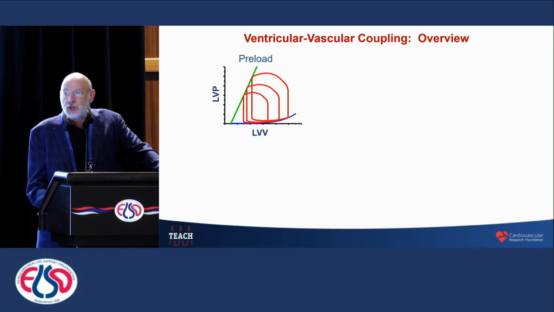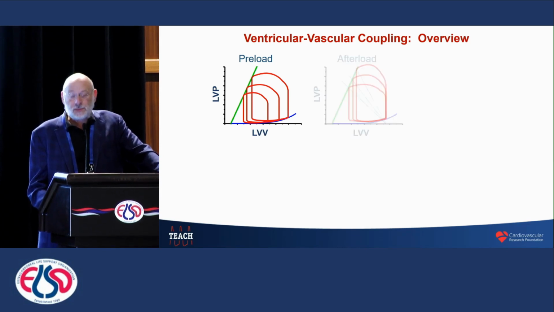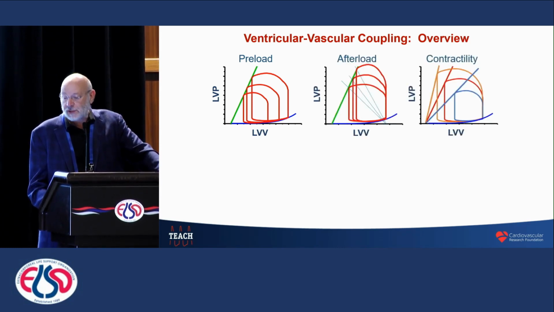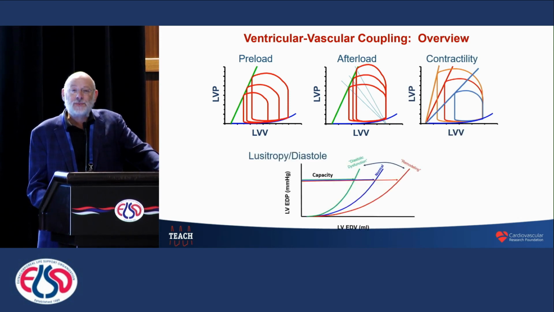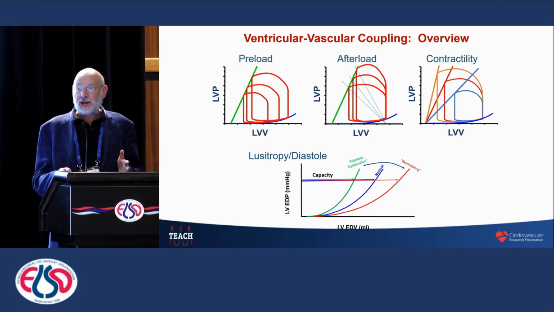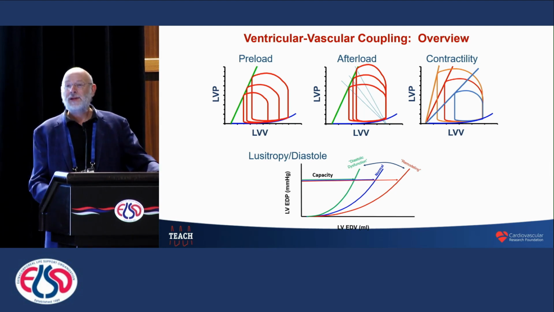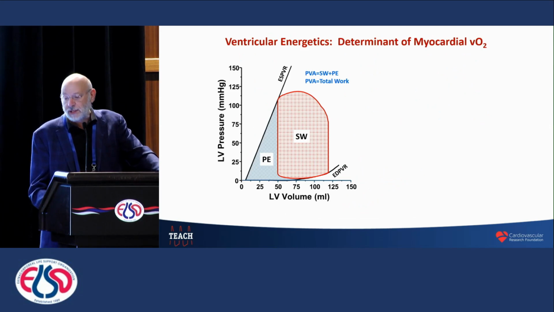We can also use pressure volume loops to understand ventricular vascular coupling. We understand what happens when you change preload, when you change afterload resistance, what happens when contractility changes, and what happens when the diastolic properties change. All of these things are really critical for understanding integrated physiology of cardiogenic shock, but even more importantly, about what happens when you start using devices.